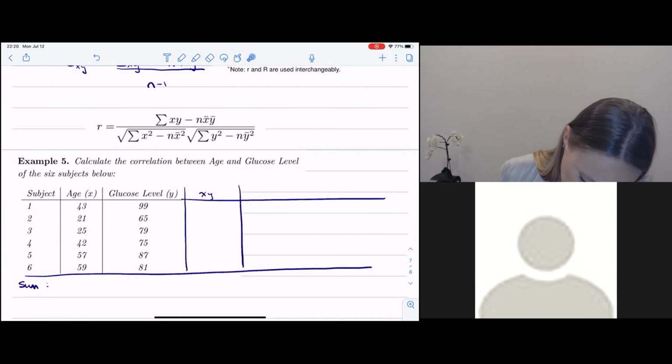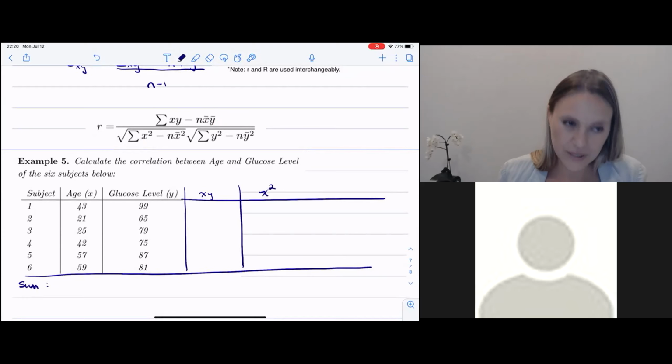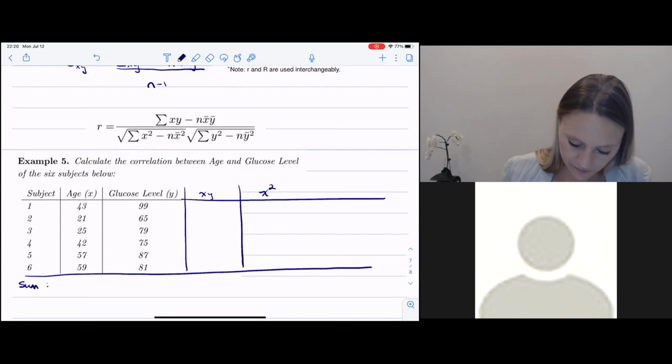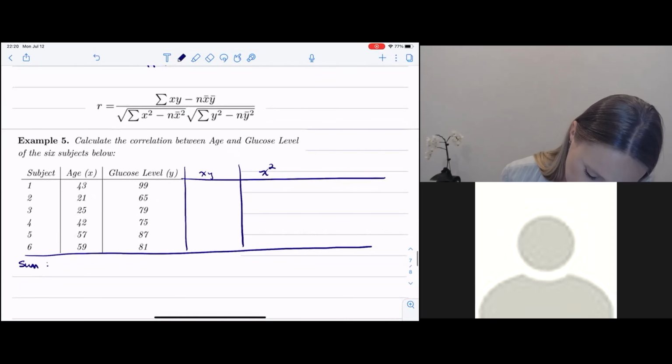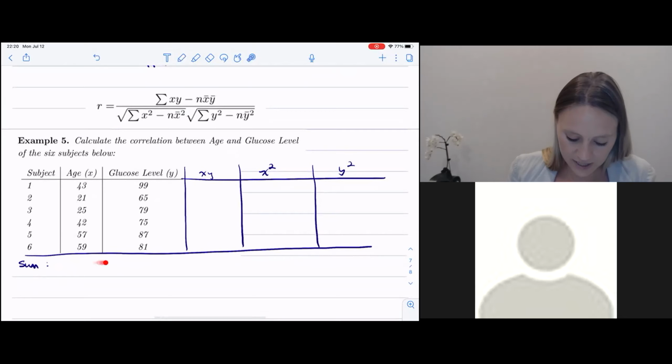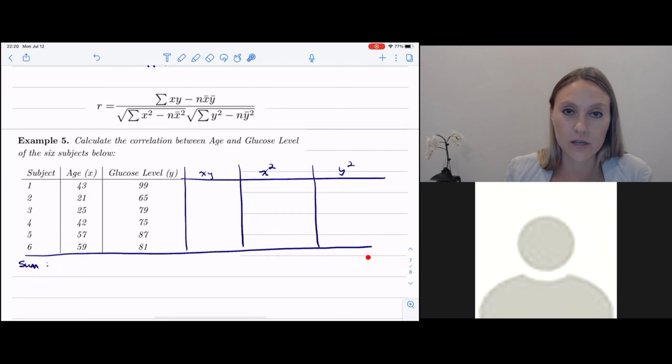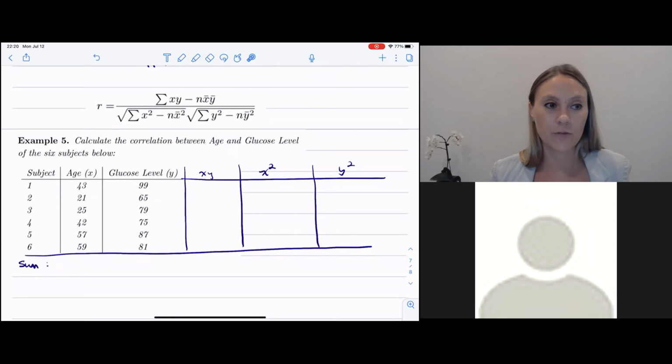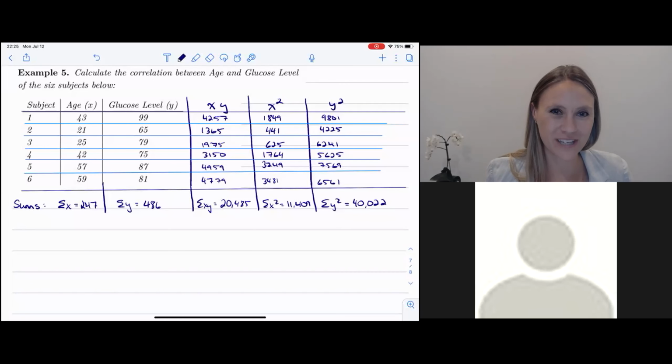I'll clean up this table in a little bit, but I'll make an X squared column. And finally, I need a Y squared column. And then I'm going to find all the sums down below here. I'm going to fill in this table, but I encourage you to try it on your own to see if we get the same thing. Meet you back here.